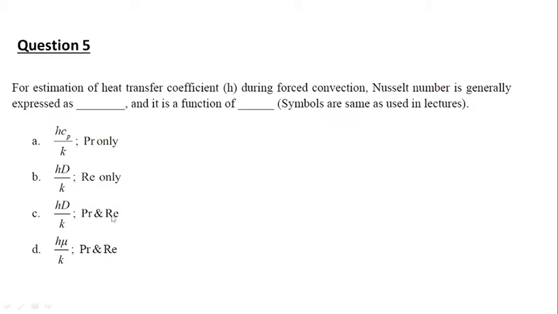Some correlations exist, like the Sieder-Tate correlation, where we can calculate the Nusselt number for flow in tubes, where the Nusselt number is given as a function of Prandtl number and Reynolds number. So the correct answer is option C.